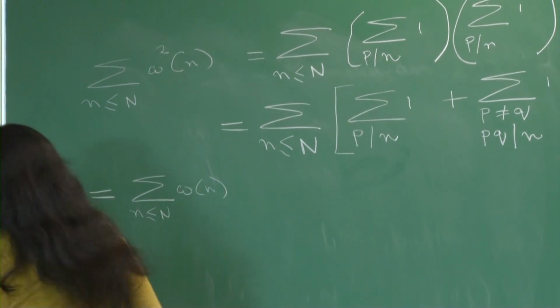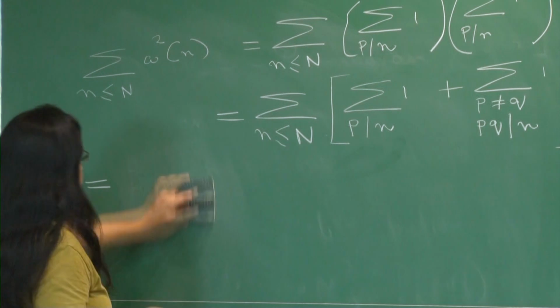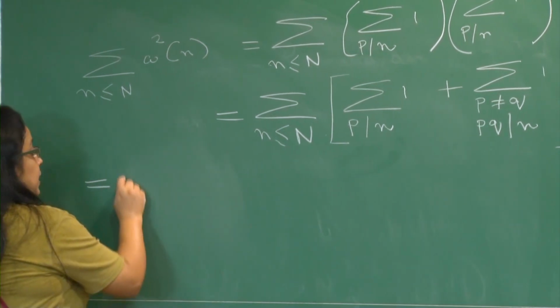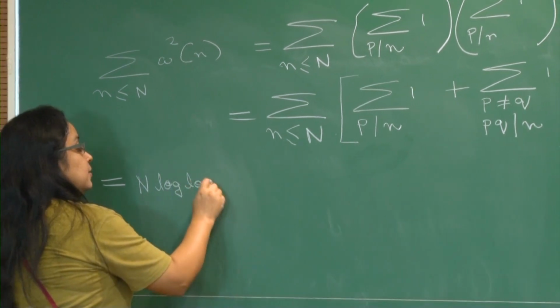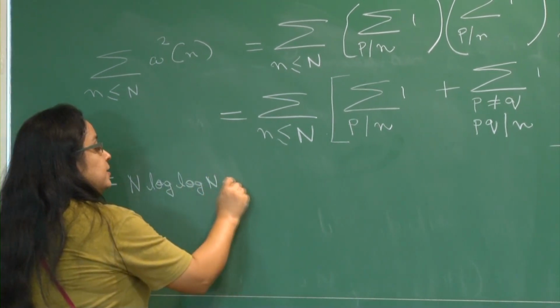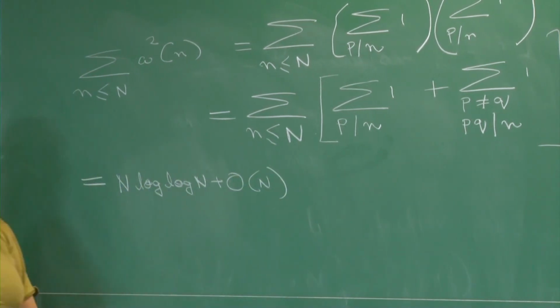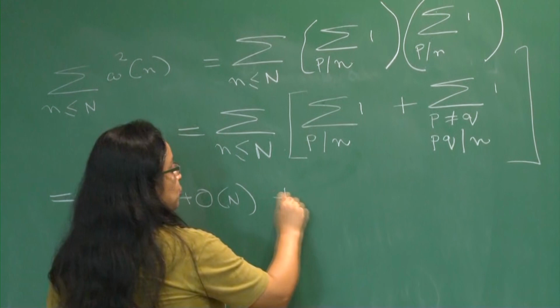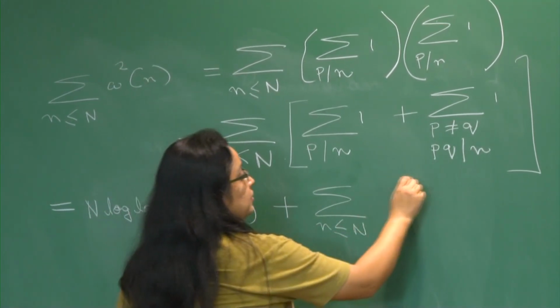But what was this? You had derived it last time. This was actually equal to n log n plus O of n. So, you are left with the second part, which is more interesting. Let us work this out.